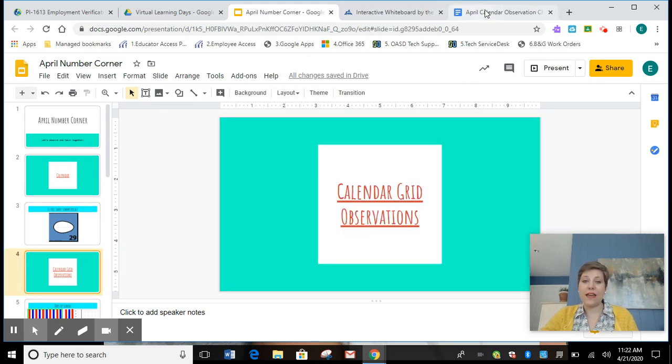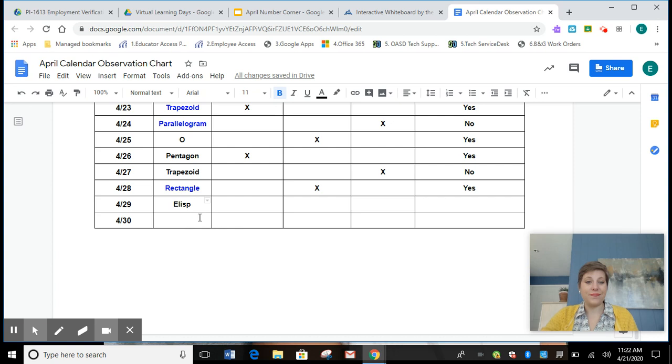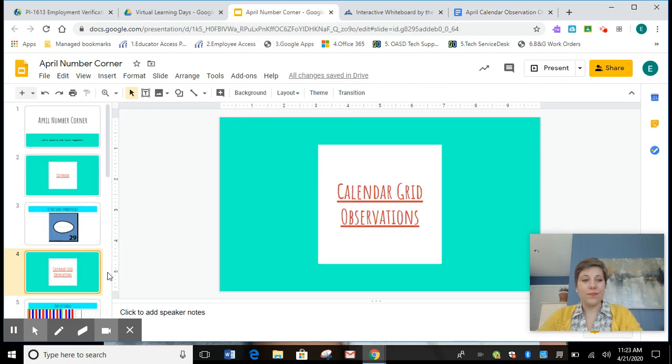Let's add that to our calendar observations. We saw an ellipse today. The ellipse could get divided in half. And yes, it does have symmetry. Ooh, we've had 2 days in a row with shapes with symmetry. Do you have a prediction of what we might see for tomorrow's shape? We'll have to find out.